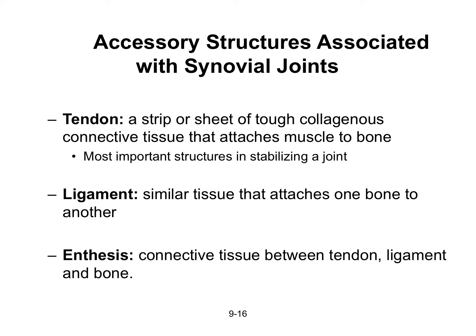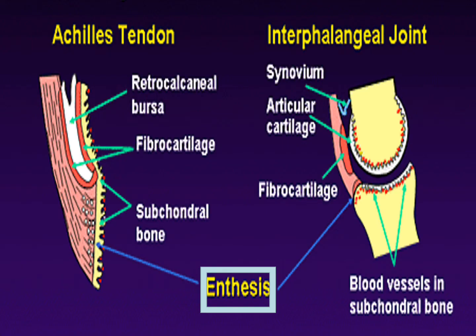Then we have the enthesis. Enthesis is the connective tissue present between the tendon, ligament and the bone. Here you can see the enthesis that is present in the interphalangeal joint. It is present between the tendon, ligament and the bone.